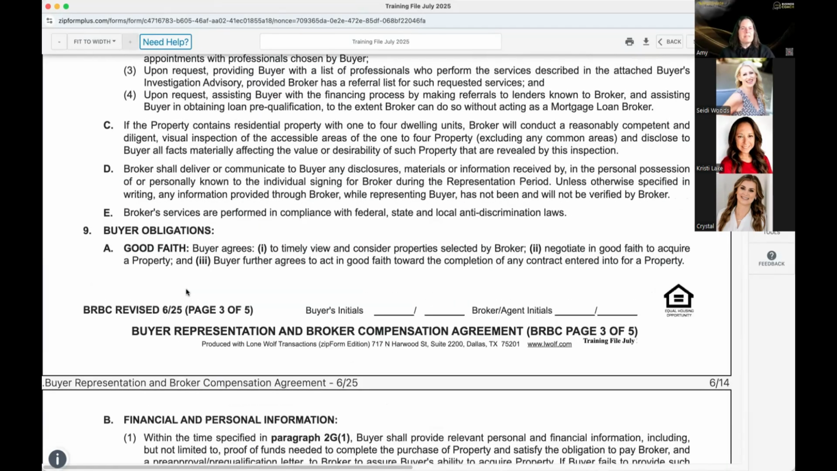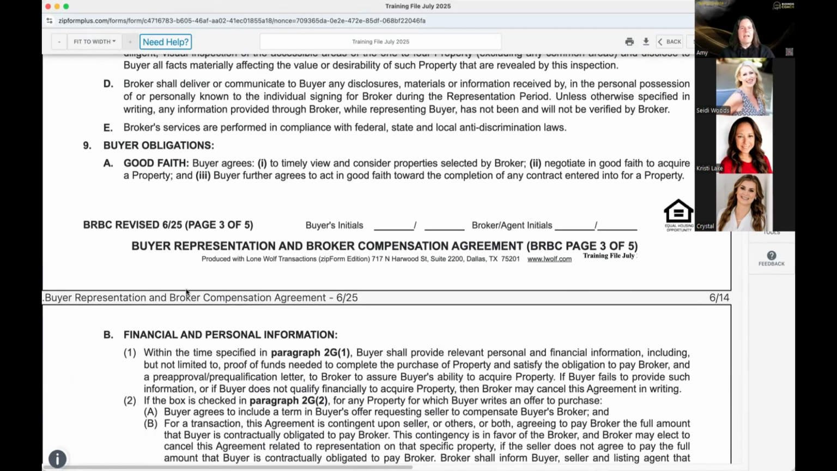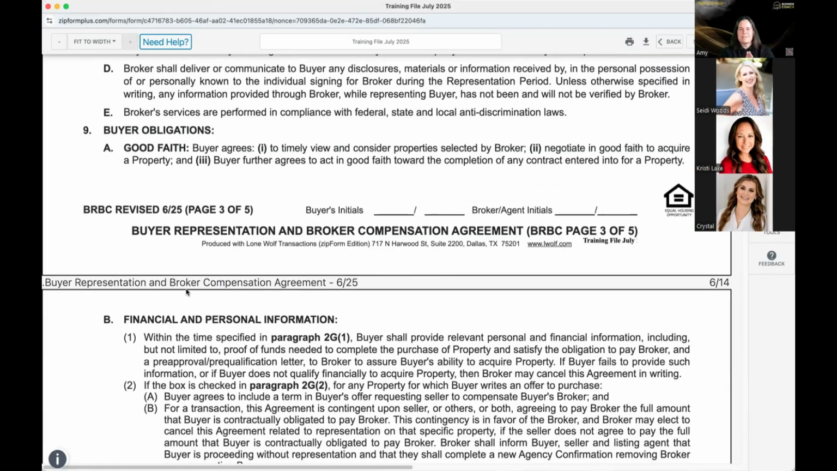Buyer's obligations, right? If people are hesitant to sign something with you, it's not, this is so I get paid. It's, hey, this form creates that agency relationship between you, the buyer, and me, the agent. It outlines what my duties are to you. In that way, if I'm not upholding my end and I'm not following through on my duties, you have the right to fire me. And it also outlines what your obligations are to me.